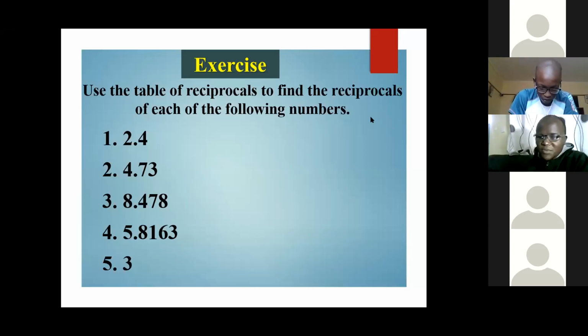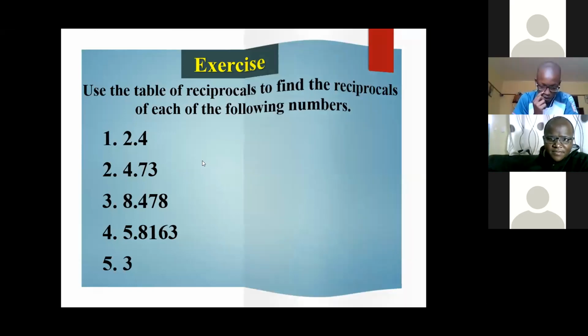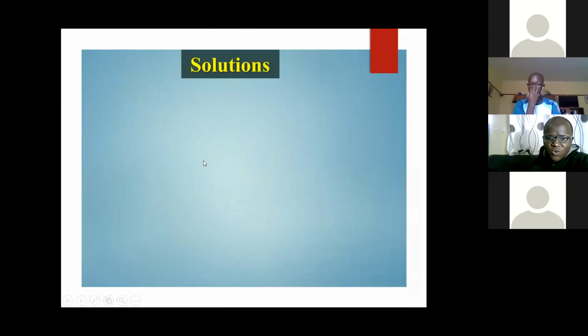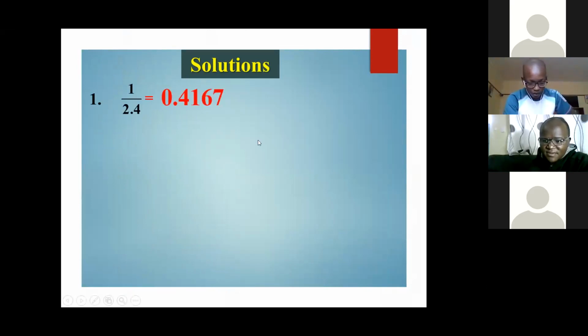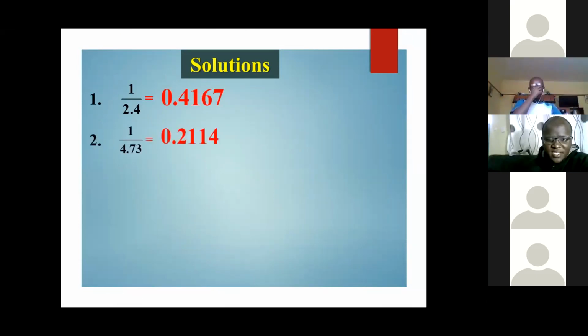Very well. I think most of you are done with the exercise. It's not a tedious one. So let's go through and see what you've done. So the first one, do we have 0.4167? Yes. 0.4167 is correct. And the next one is 0.2114. Yes. 0.2114 is okay.